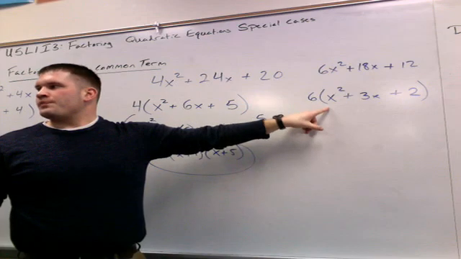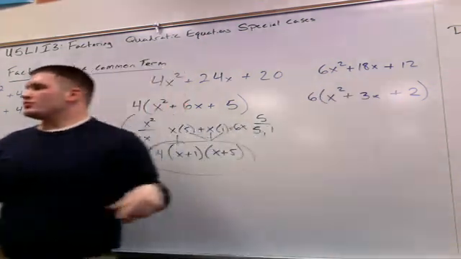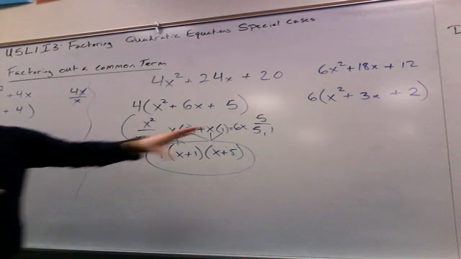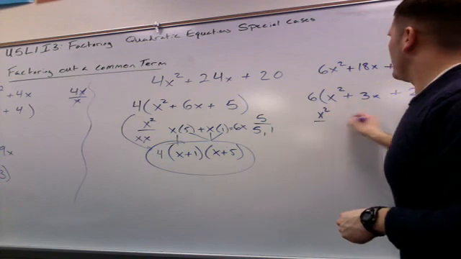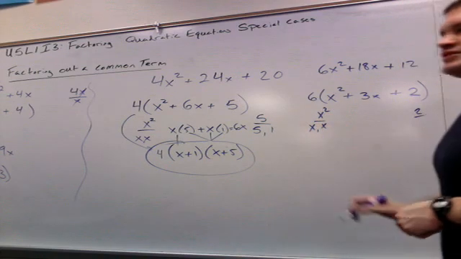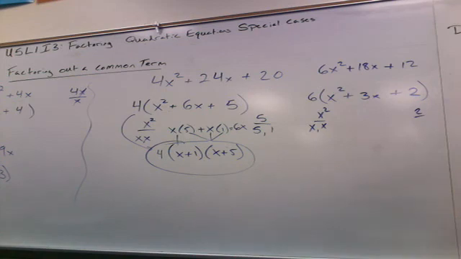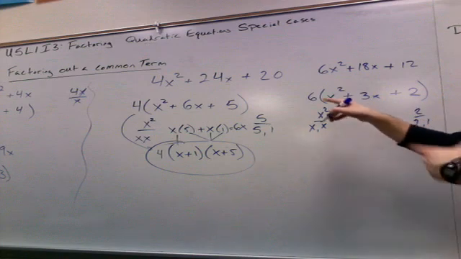so I have 1x squared. 18 divided by 6 is 3. 12 divided by 6 is 2. How do I finish it? Now I just factor this, x squared plus 3x plus 2. So the factors of x squared, x and x, right? Then you just pull the 6 down. Yep, 2 and 1. Then once we write these factors, we pull the 6 down.